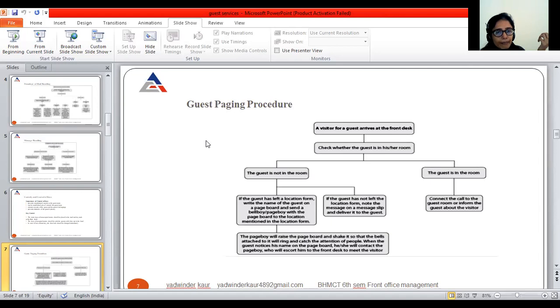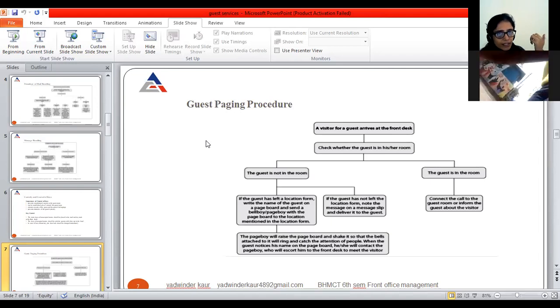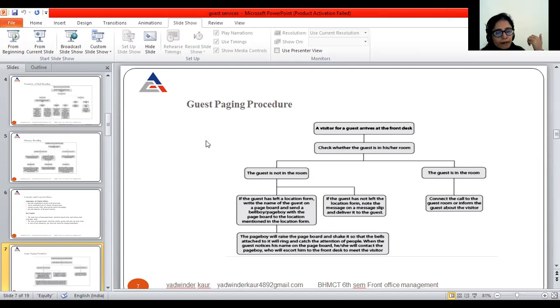Otherwise, you can't send him to the room. You can tell them to please wait in the lobby. Sometimes the guest tells you to let the visitor stay in the lobby and that he will come back, so just tell the visitor that he will come back. If the guest comes to the lobby, that's fine. But whenever any visitor comes to meet a guest, we have to take permission from the guest.